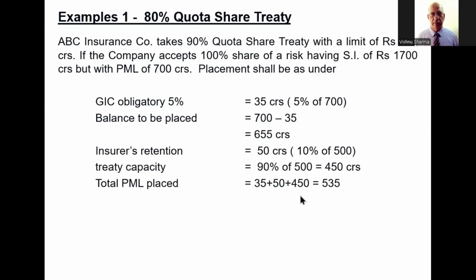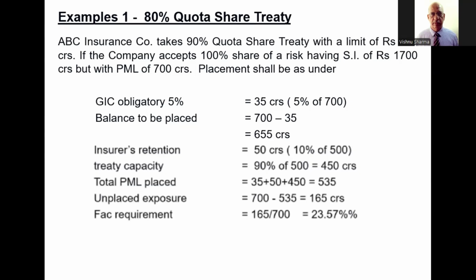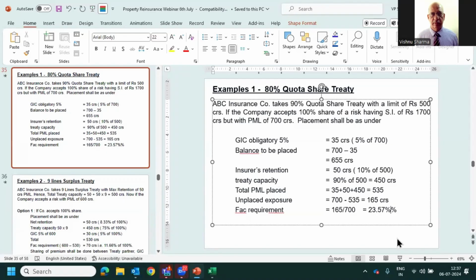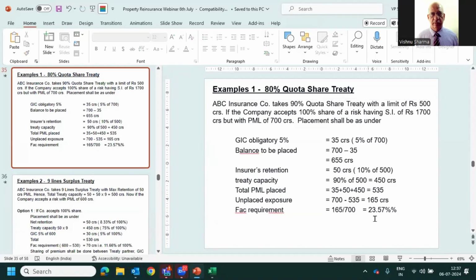So total it will be 35 is GIC, 50 is their retention, 450 they are getting from the treaty. So total placement is 535. Out of 655, they are able to place 535 crores of PML. Negative हो गया. So this is what is to be done.